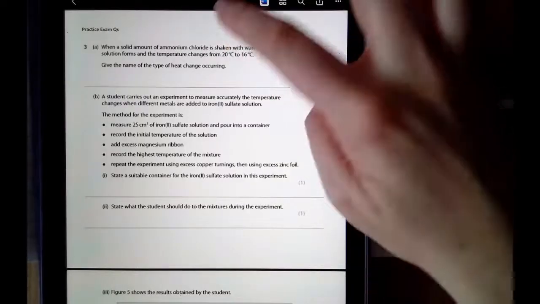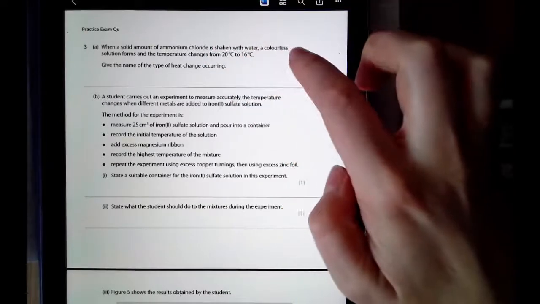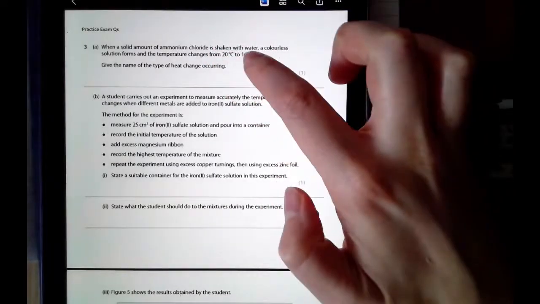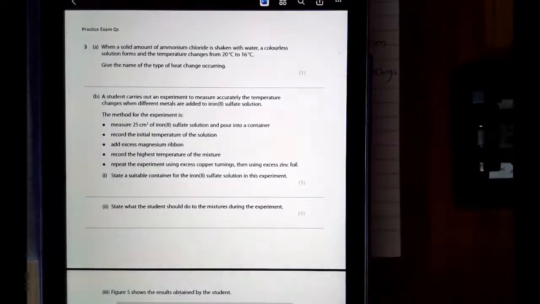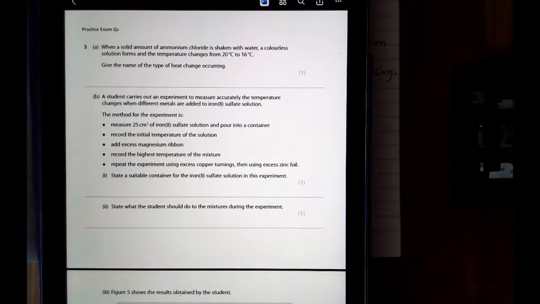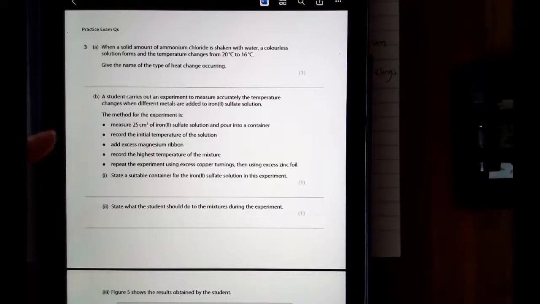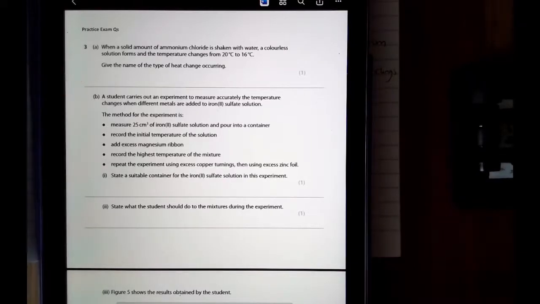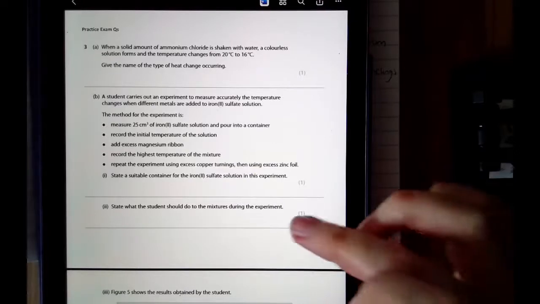It tells you that a chemical reaction is taking place and the temperature changes from 20 to 16. Okay, so you're starting at 20, you're ending at 16. There's been a decrease in temperature. What type of heat change occurs? Because you've got a decrease in temperature, it's going to be an endothermic reaction. So we said that the temperature of the surroundings will decrease. In this case, the surroundings is just going to be the solution that you're carrying that reaction out in, and it decreases by 4 degrees. It means it's an endothermic reaction.